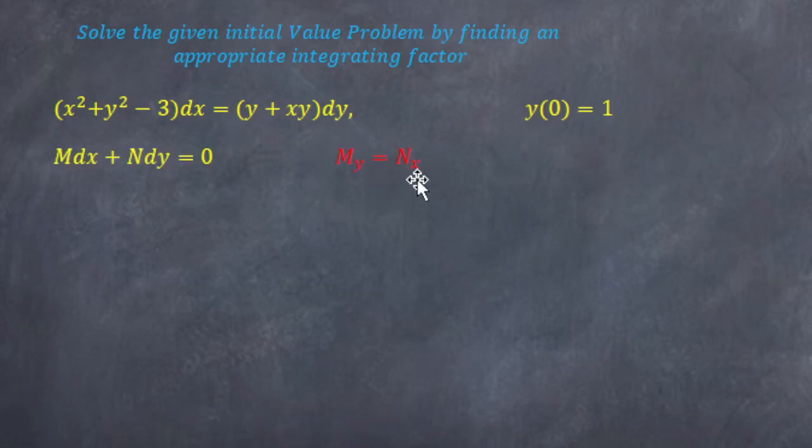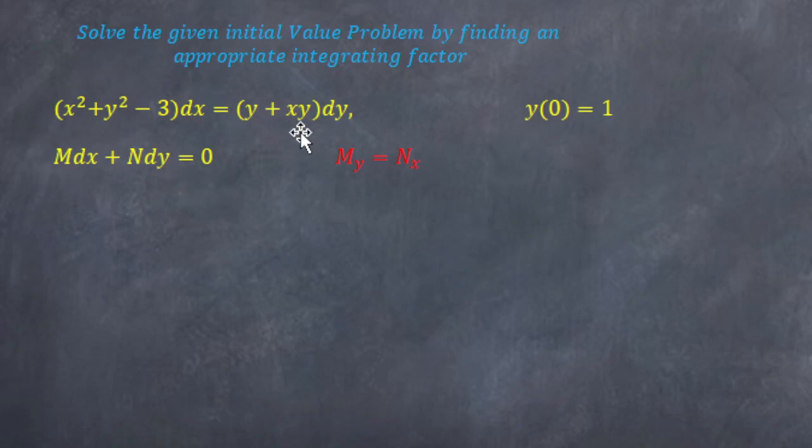My is equal to Nx, where My is the partial derivative of M with respect to y and Nx is the partial derivative of N with respect to x. Take note that both M and N are functions of x and y. Now to identify M and N, we should rewrite the differential equation in this form: M dx plus N dy is equal to 0.